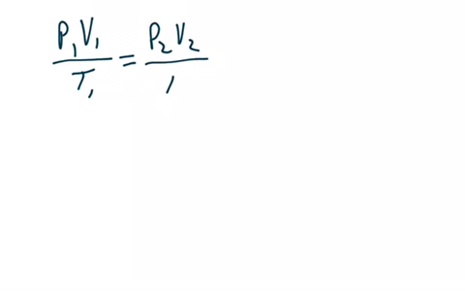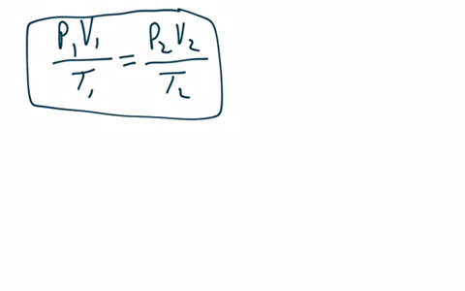Now, let me show you this trick. This you're going to like. Using the combined gas law, we have P1 V1 over T1 is equal to P2 V2 over T2. If you learn this one law, I'm going to show you how you can derive the others: specifically, Boyle's Law, Charles's Law, and Gay-Lussac's Law.